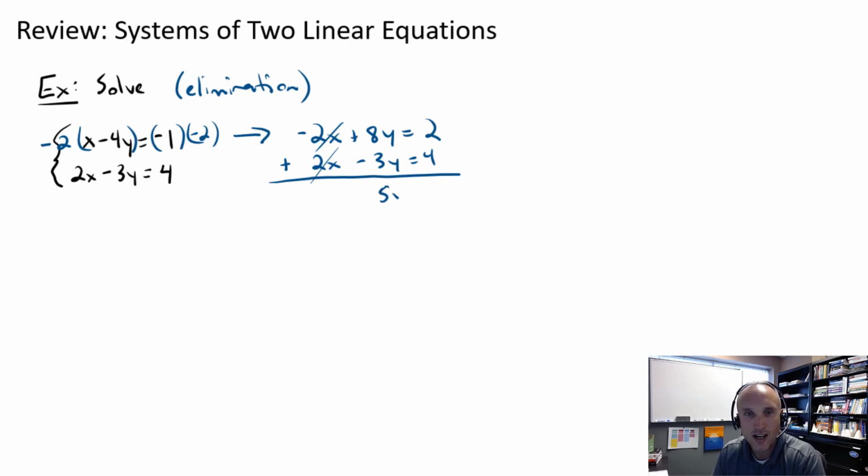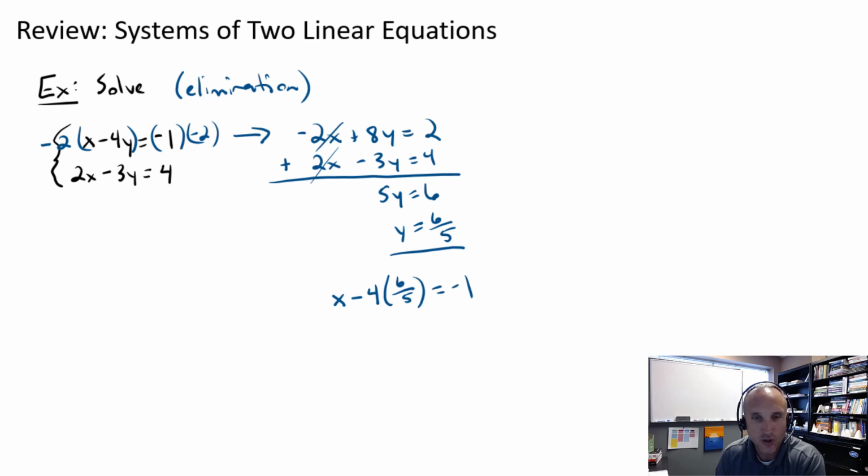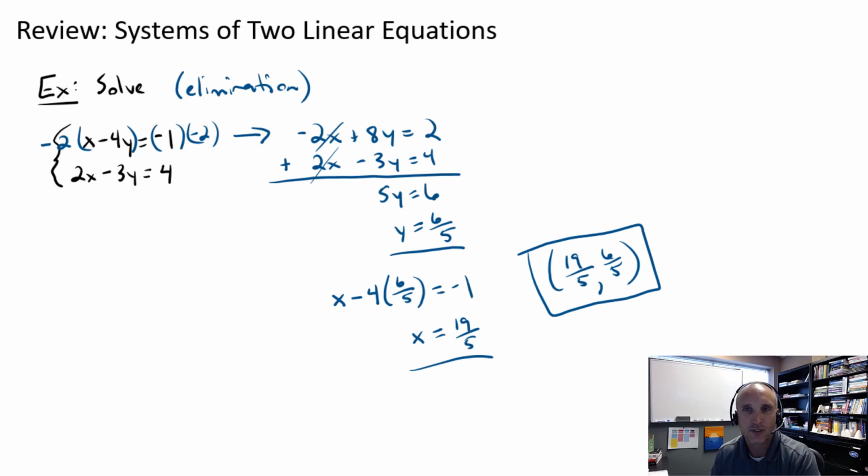I get 5y equals 6, and I can see that y equals 6/5, which is the same y value we got solving via substitution. Now I can plug this y value back into any equation with x and y. So let's plug it into the first equation, x minus 4 times 6/5 equals -1. And if we solve that for x, we get the same thing we did before, 19/5. So we still get the same ordered pair solution that we did before in a slightly different way.